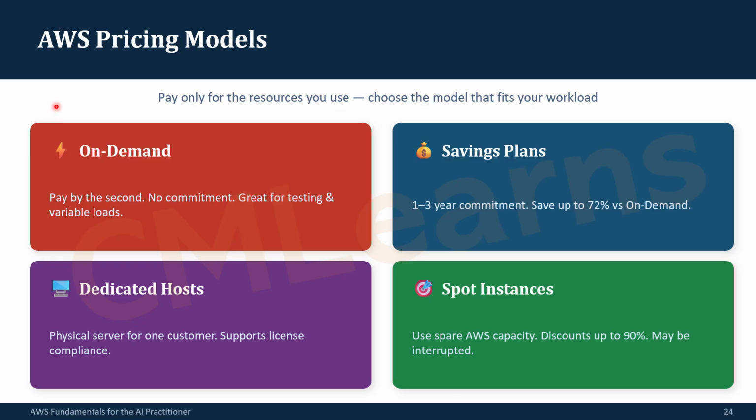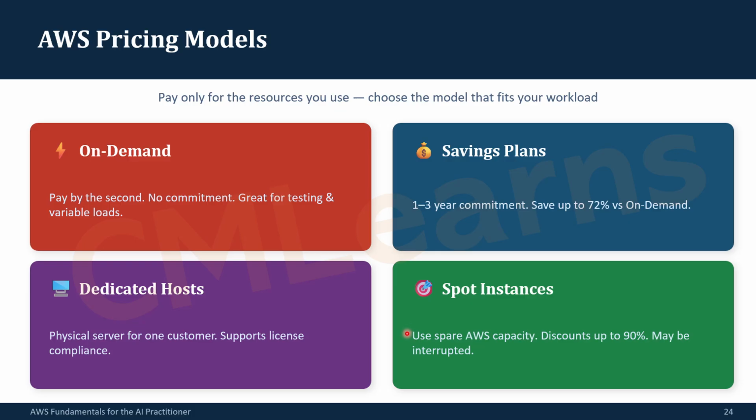And AWS pricing models: pay only for the resources you use. You choose the model that fits your workload. Let's understand that. On demand. On demand means pay by the second, with no commitment. Great for testing and variable loads. If you are testing a program, you can use EC2, and you only pay for the time that you use that resource.